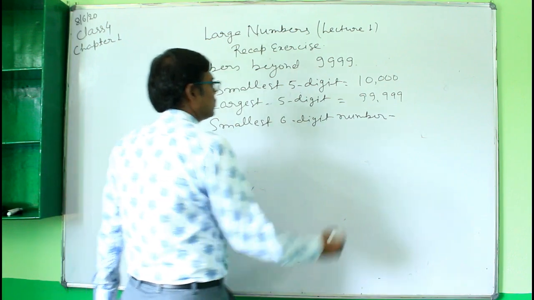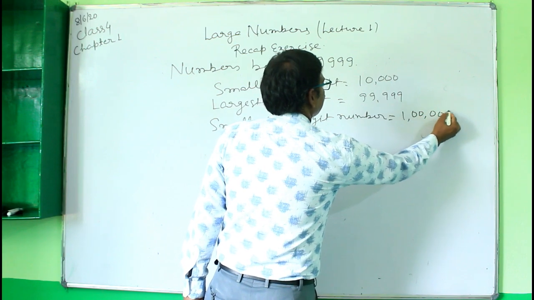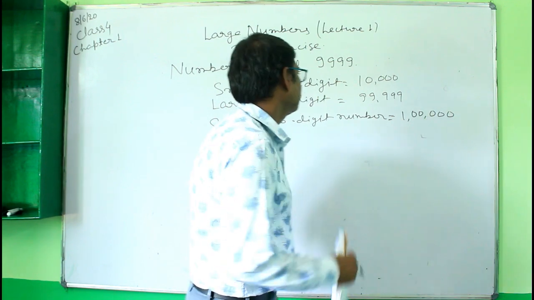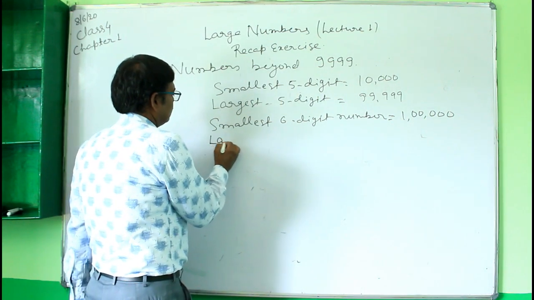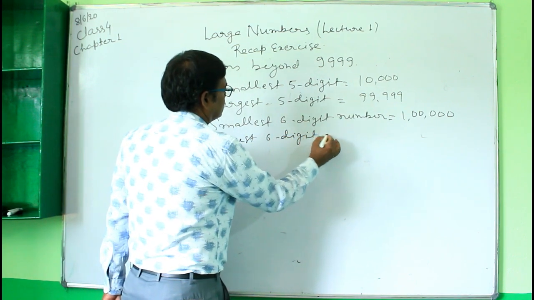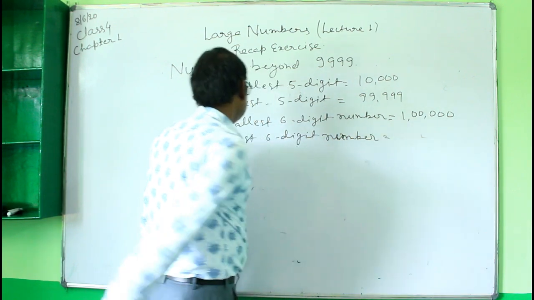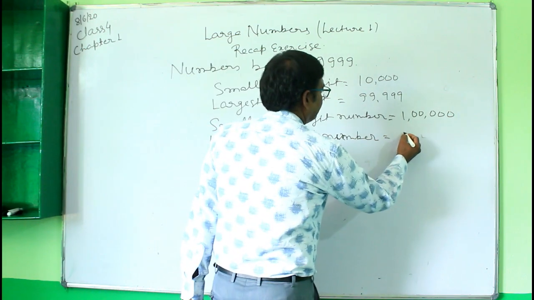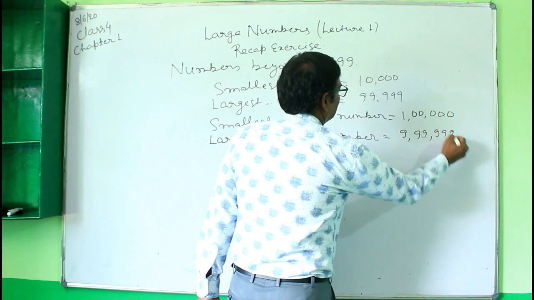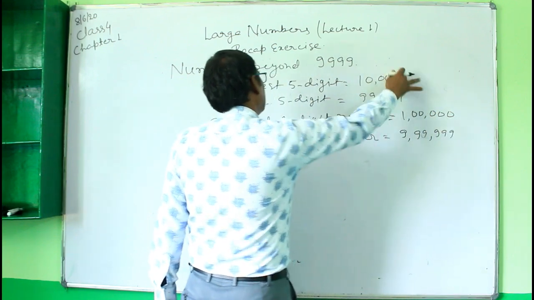Then you have the smallest 6 digit number. The smallest 6 digit number is this. This is read as 1 lakh. Then the largest 6 digit number will be equal to 9,99,999. So all these are the 6 digit numbers and 5 digit numbers.